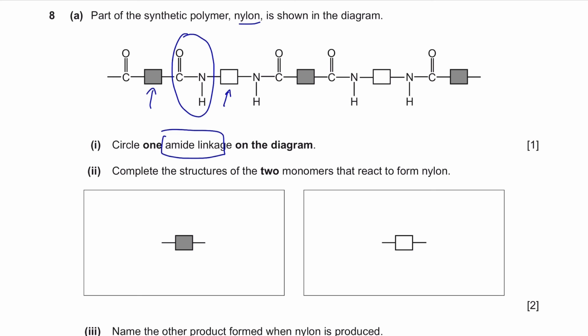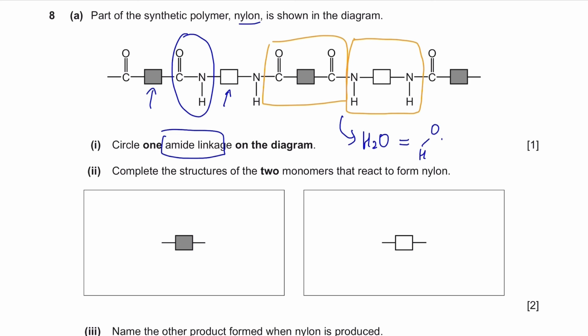Complete the structures of the two monomers that react to form nylon. Alright, monomers, they have given us the hint that the middle part is these boxes. Well, since monomers are repeated in polymers, they should look like this, and another one like this. But you have to know that for amide linkage to be formed, water is produced as a byproduct. So these three atoms should be fitting in somewhere.